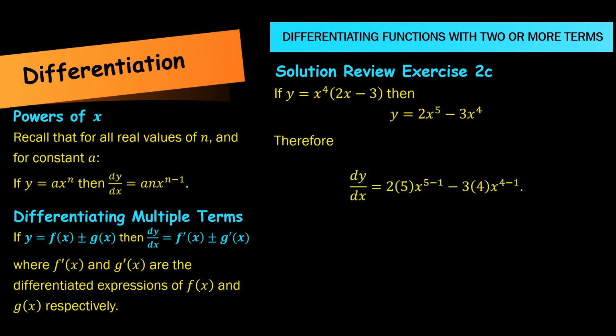So dy/dx becomes 2 times 5 times x to the power 5 minus 1. Here we've taken a equal to 2 and n equal to 5, minus 3 times 4 times x to the power 4 minus 1. Here a is equal to minus 3 and n is equal to 4. And simplifying this expression gives us 10 times x to the power 4 minus 12x cubed, and this is our expression for dy/dx.